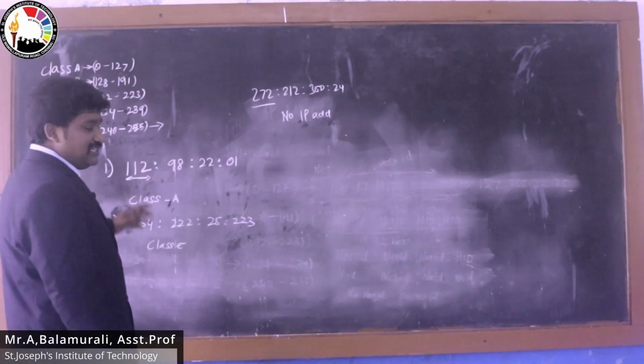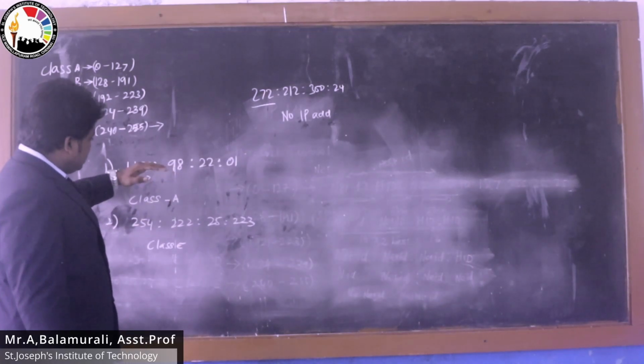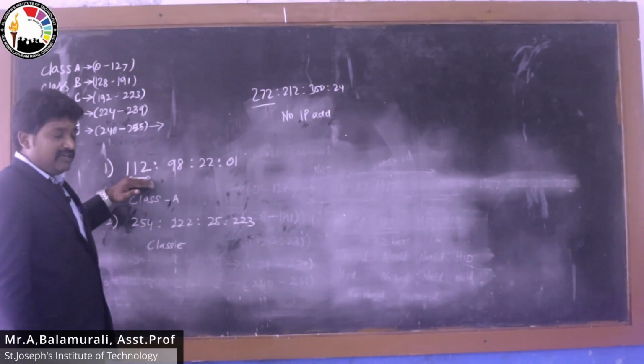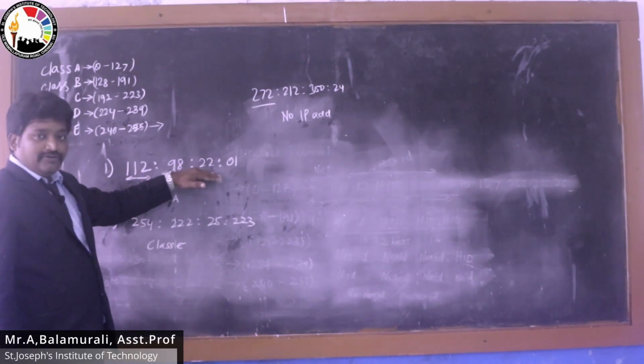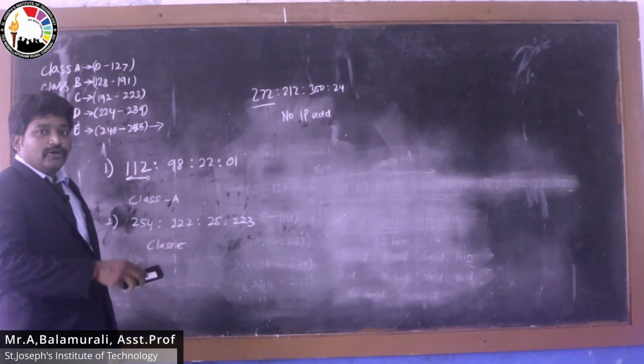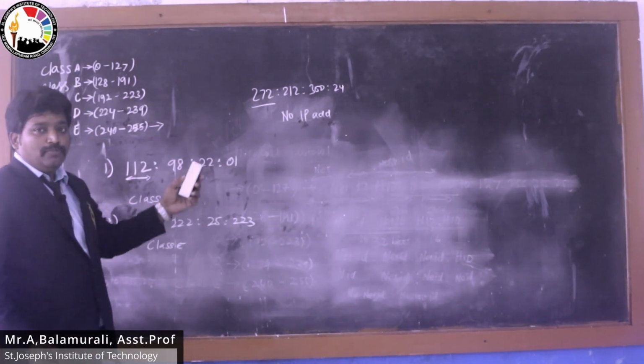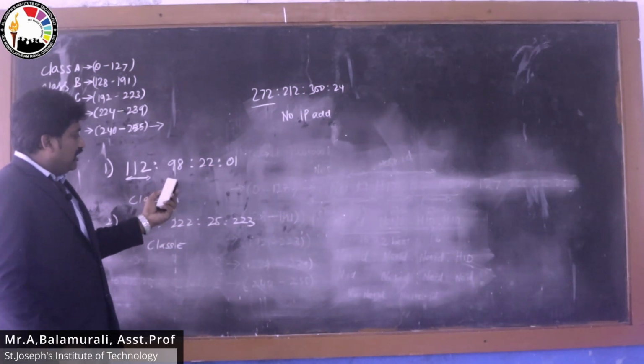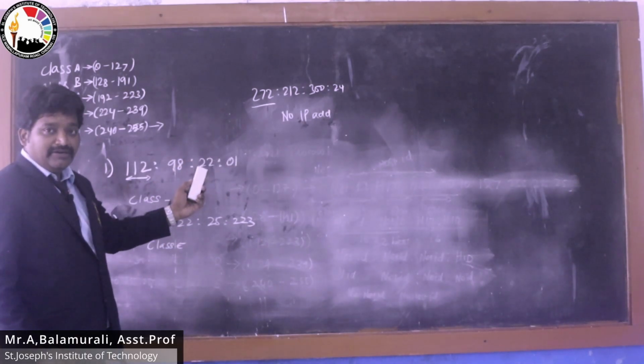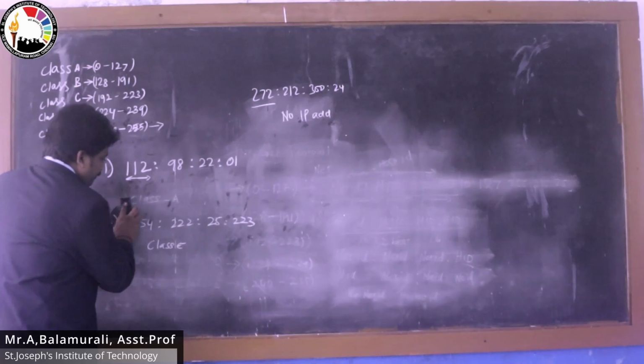So now the next one is the second problem. Second problem means I take the same number here, 112.98.22.01. Now I am going to convert this into binary notation. Okay, decimal number to binary notation. So you want to convert this number from decimal to binary.